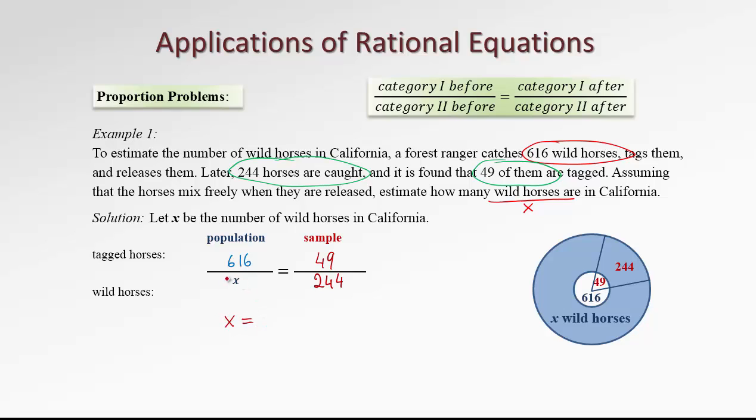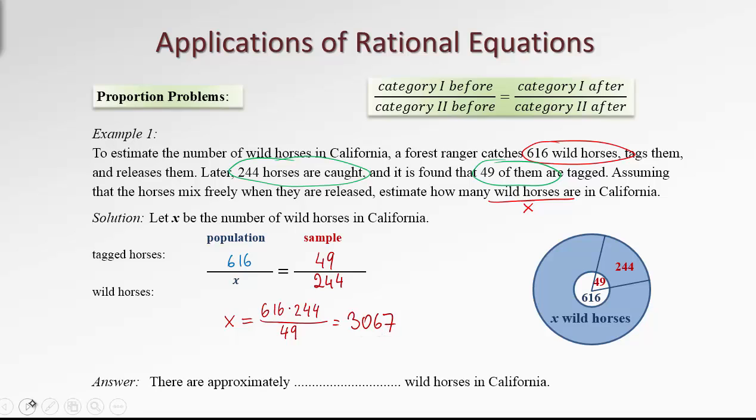Remember, to solve a proportion for an unknown, we multiply the numbers that we see across and divide by the third number that was not used. Okay, we can use a calculator for this part. It turns out to be 3067 when we round it to the nearest horse. So we can give the final answer. There are approximately 3067 wild horses in California.